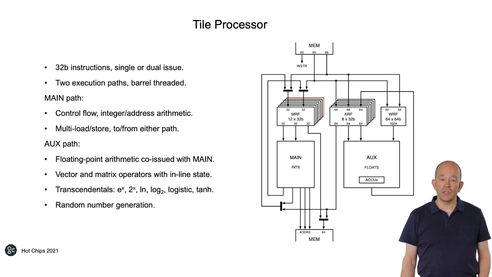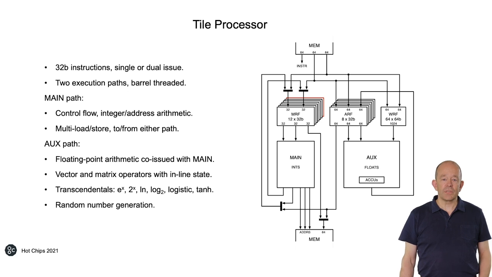The tile processor is a dual path design with 32-bit instructions, which can be issued singly or in pairs. The main execution path handles control flow and addresses, anything integer. The second path, called AUX, does all the floating point heavy lifting. Both paths are barrel threaded, that is, they interleave threads per stage of their pipeline, so threads are executed round robin. There are 6 slots in the Colossus barrel. The AUX path has a second register file shared between all threads, which is used to hold common state for matrix operations, such as neural network weights.